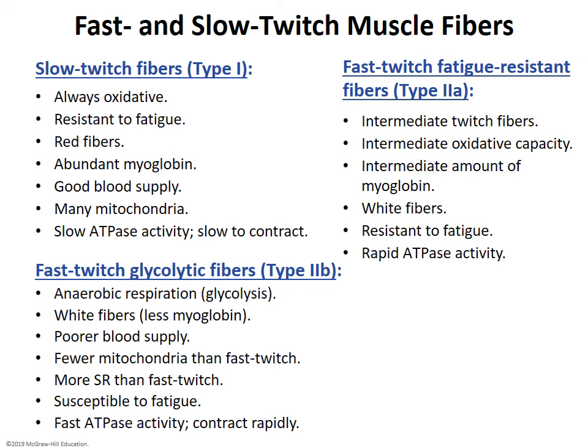Now, in our body, we are going to generally be these up on the top right, this fast twitch, fatigue resistant fibers. That is our general makeup. Now, I'm going to look at the two on the left side, which are the two polar opposites. So we have slow twitch fibers and fast twitch fibers.